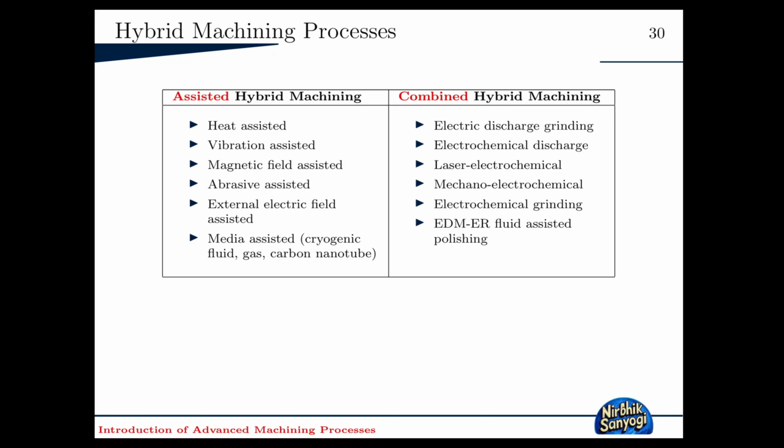But in combined hybrid machining, for example electric discharge grinding, here what is happening is the grinding process plus the electric discharge machining process, both are combined with each other, and then some intricate features are generated on the workpiece. Right. Some other processes under the classification of combined hybrid machining are electrochemical discharge, laser electrochemical, mechano-electrochemical, electrochemical grinding, etc.